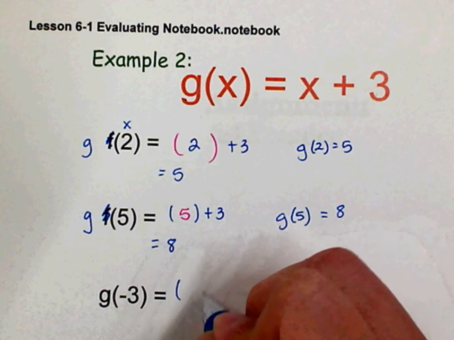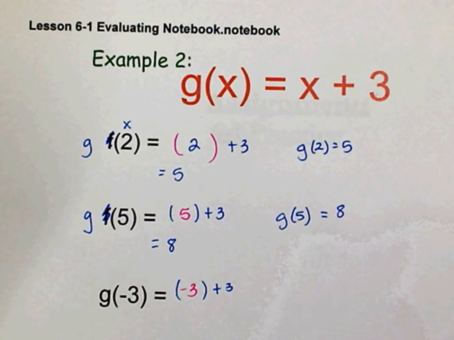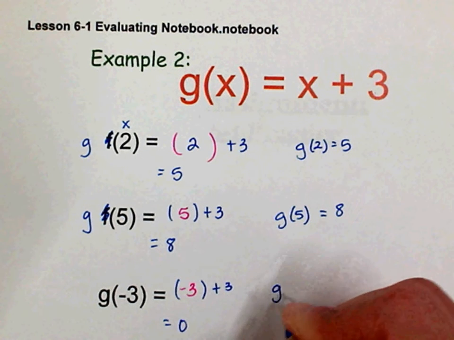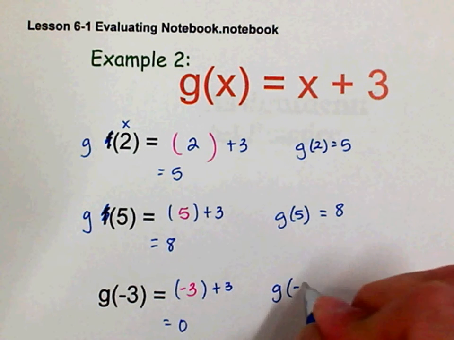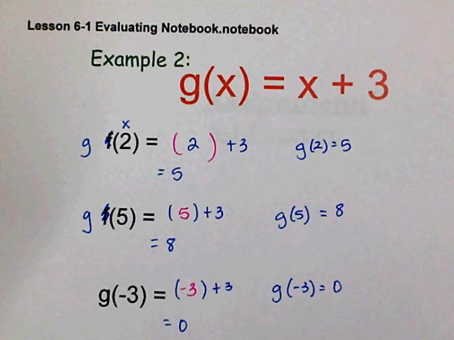Next one. What is your x value? Negative 3. Negative 3 plus 3 is 0. So my function g of negative 3 is equal to 0. And there you go. Okay? And that's how you write your solution in composition function. Don't just write answers only.